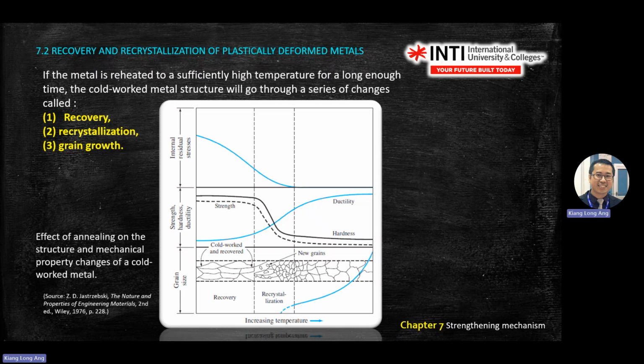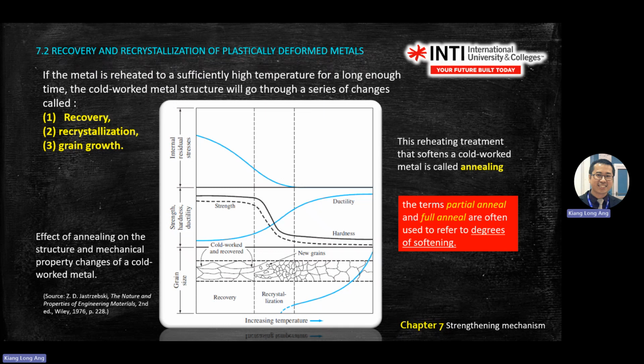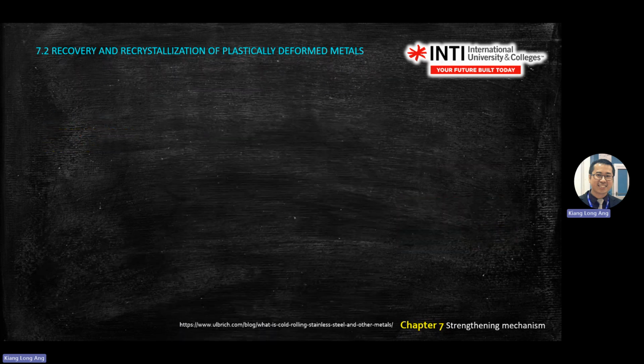So this is the effect of annealing. Annealing means you heat treat, you heat up the metals, right? So a new term for today's lecture: annealing. Annealing is when you do heat treatment, you reheat the metals.